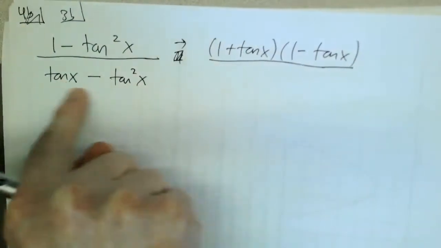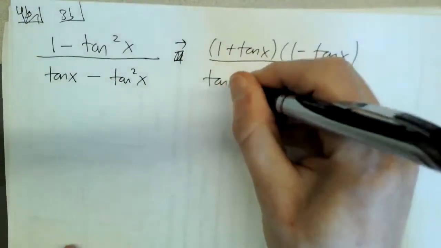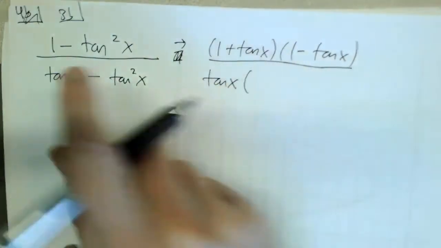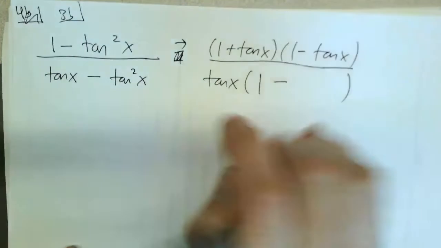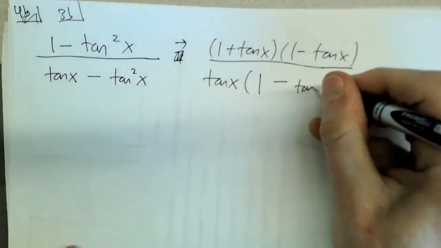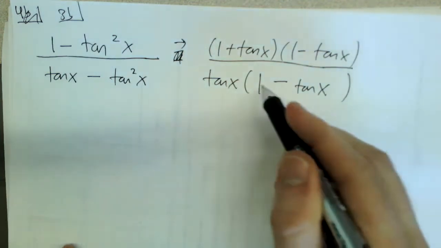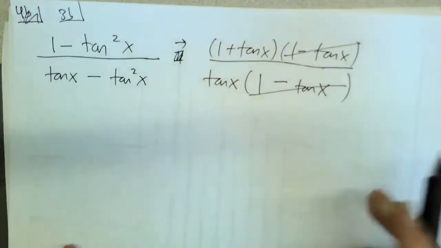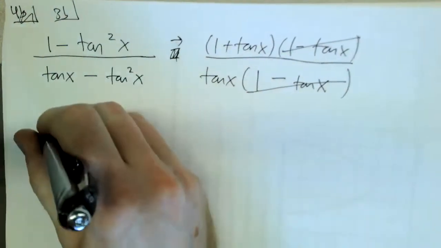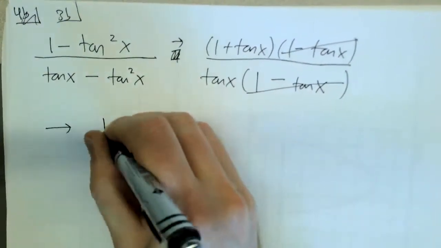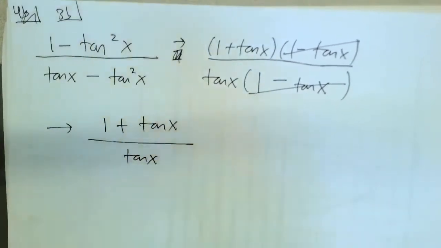And then the denominator has a common factor of tangent, which you can then remove. So pulling tangent out of itself leaves you with 1. Pulling tangent out of tangent squared leaves you with just tangent. And then you've got a common factor that cancels, and so maybe that's like 1 plus tangent x over tangent x.